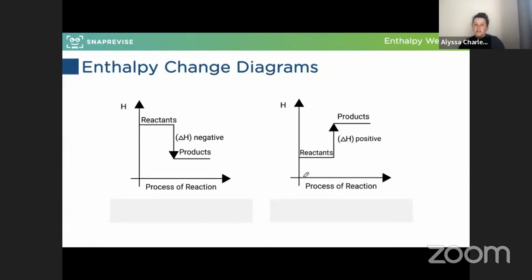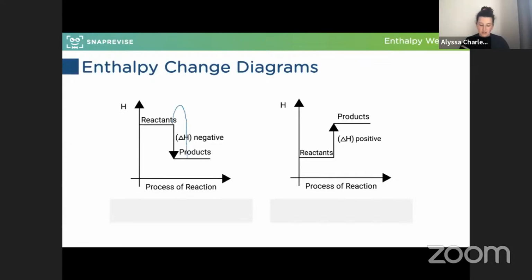So we need to be able to draw enthalpy change diagrams. Now, there is some discrepancy between exam boards about what is classed as an enthalpy change diagram and what is classed as an energy level diagram. So just bear in mind that sometimes they can show different diagrams. For the most part, if they've asked for an enthalpy change diagram and they want to see the progress of reaction, then you need to include a little bump, okay?